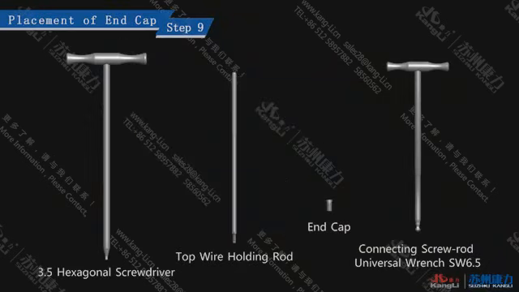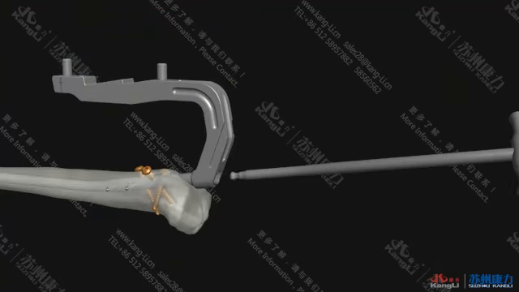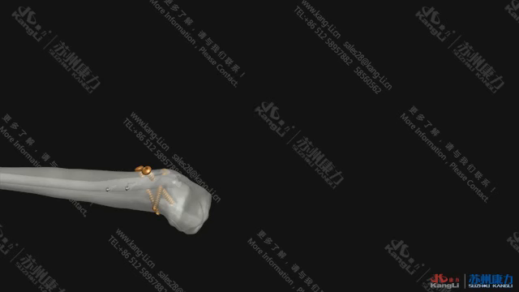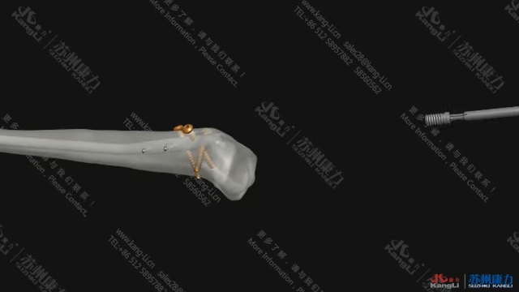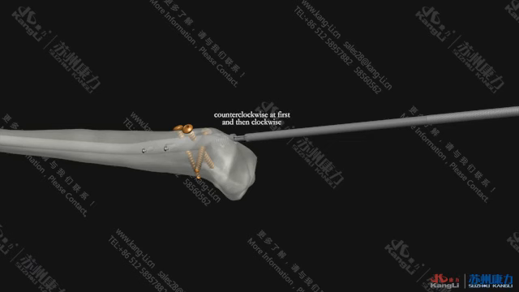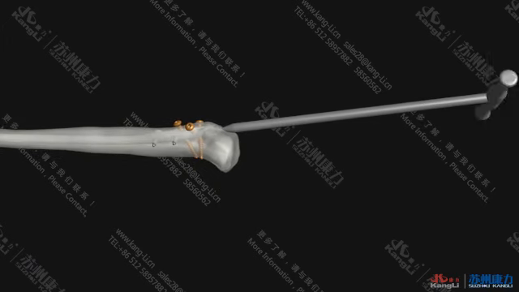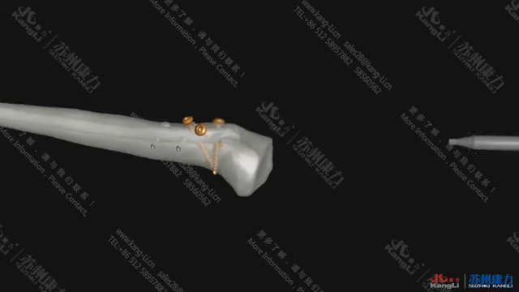Step 9. Placement of end cap. Remove all the non-implementation devices and put the knee joint of the fractured side in flexion position. Install the appropriate end cap with the top wire holding rod and screw in along the tail of the nail of the KTO Tibial intramedullary nailing system, counterclockwise at first and then clockwise. Then tighten with the 3.5 hexagonal screwdriver, but remember not to tighten enough.